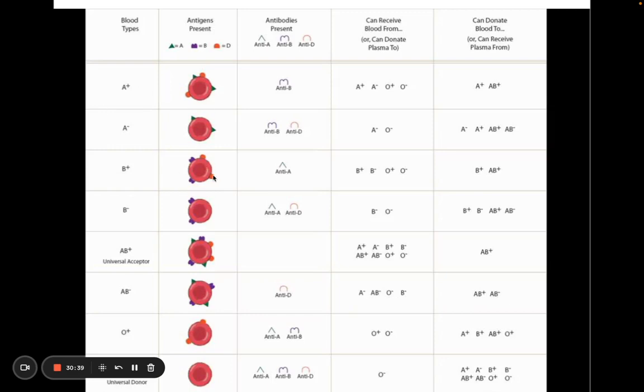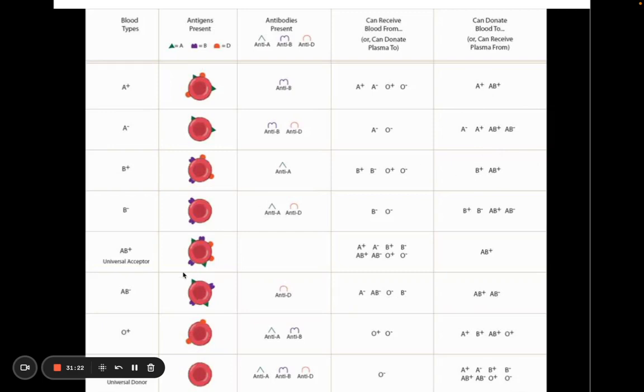So B positive can receive blood from, of course, B positive, B negative, because remember, negatives can give to positives, O positive, because O positive only has this little RH factor antigen, and so does our B positive, and O negative, because negatives can give to positives, but not the other way around. So who can B positive donate to? B positive and AB positive. So not very many, and notice it's kind of similar to A positive as well.